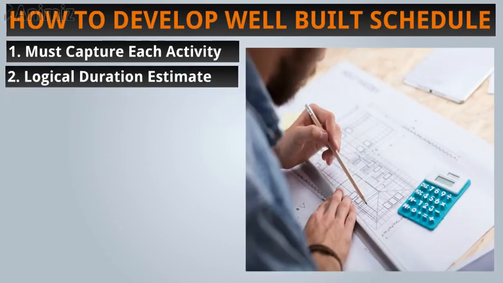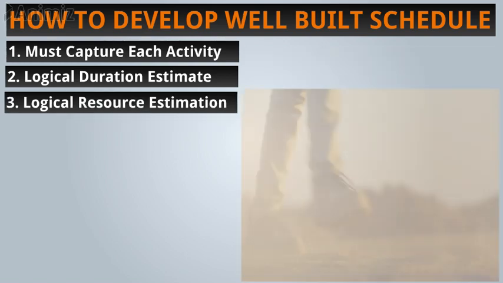The second important point is logical duration estimate. Now, duration estimate of each individual activity can be based on the past experience. For example, a slab to slab cycle may take 21 days, may take 41 days based on the formwork system, or it must be purely on the basis of calculations. Like, if one excavator excavates 10 cubic meter per day, then how much can 10 excavators excavate in a week?